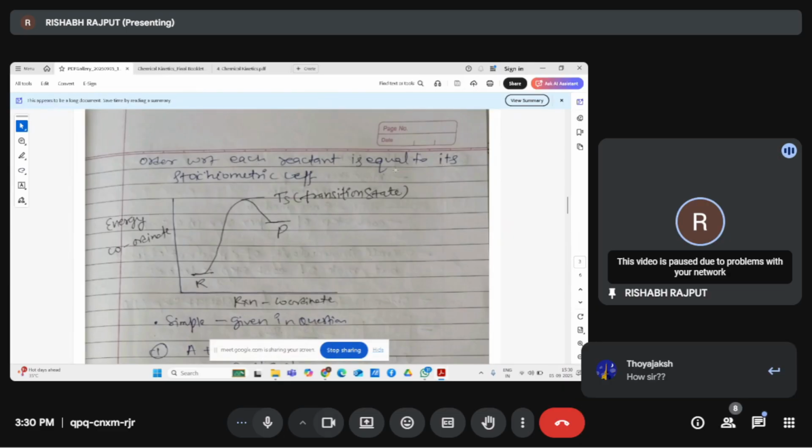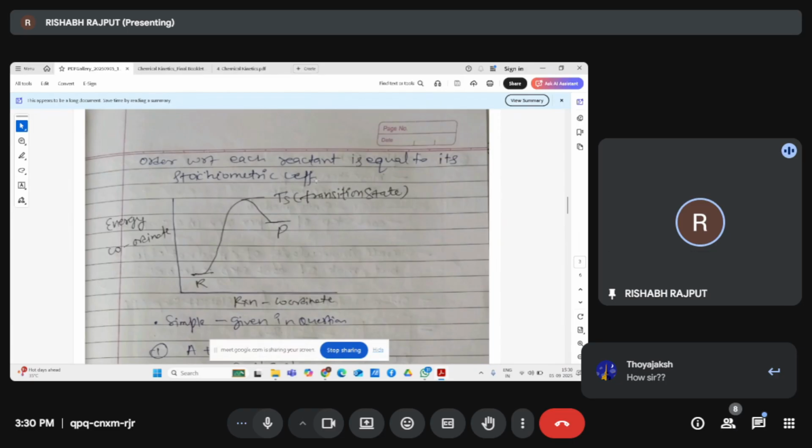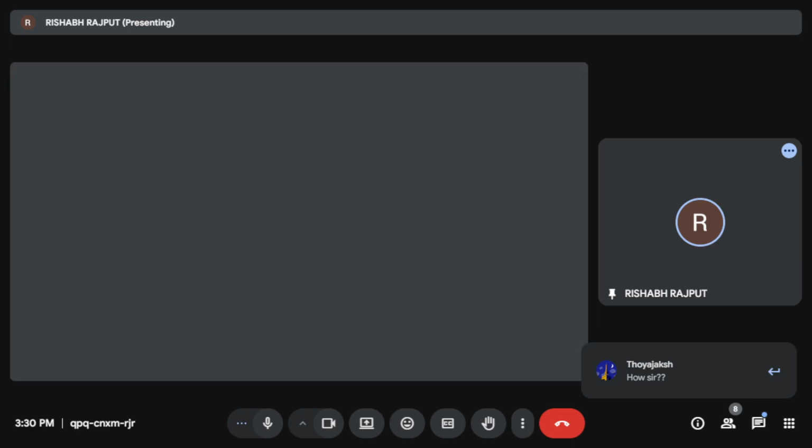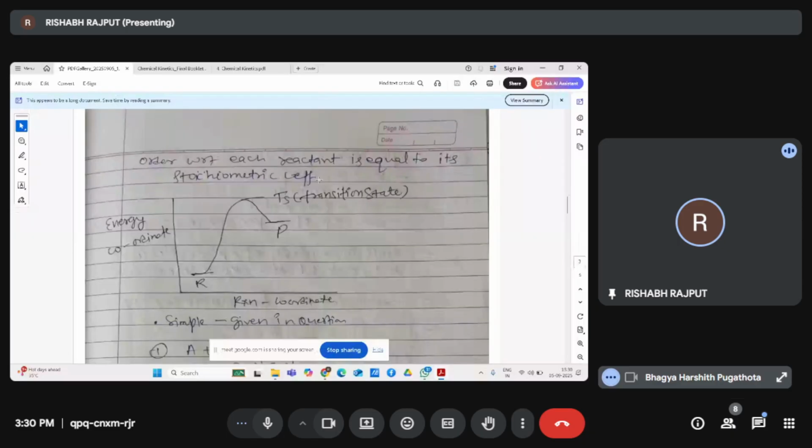Order with respect to each reactant is equal to its stoichiometric coefficient. In a simple reaction, whatever the stoichiometric coefficient is, that is also equal to the order. I will give an example.